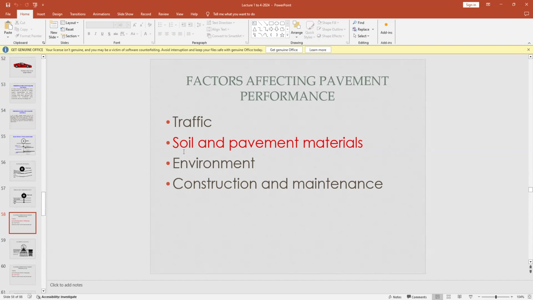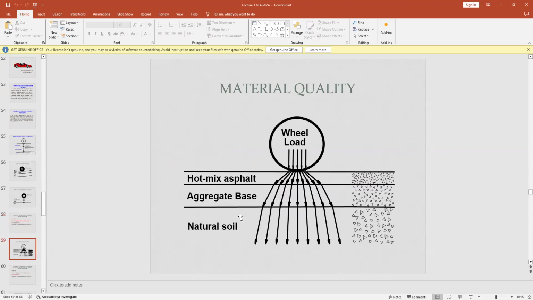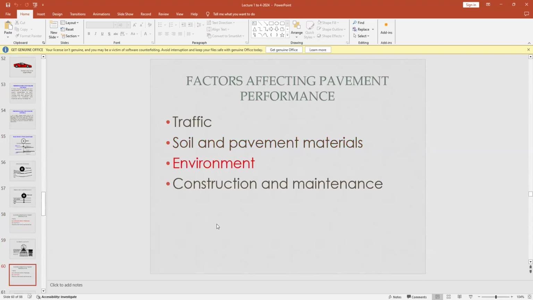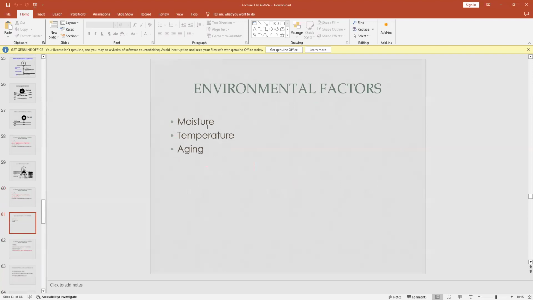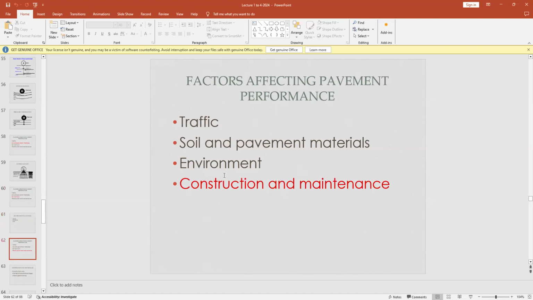Okay, let's discuss for a few minutes soil and pavement materials. We had another problem with the design: the material quality of the soil also impacts it. There is a separate chapter on soil, so we'll discuss it there as well. Then there are environmental factors, moisture and temperature, that cause failure. Then there is construction and maintenance: how pavements were constructed and how they are maintained.